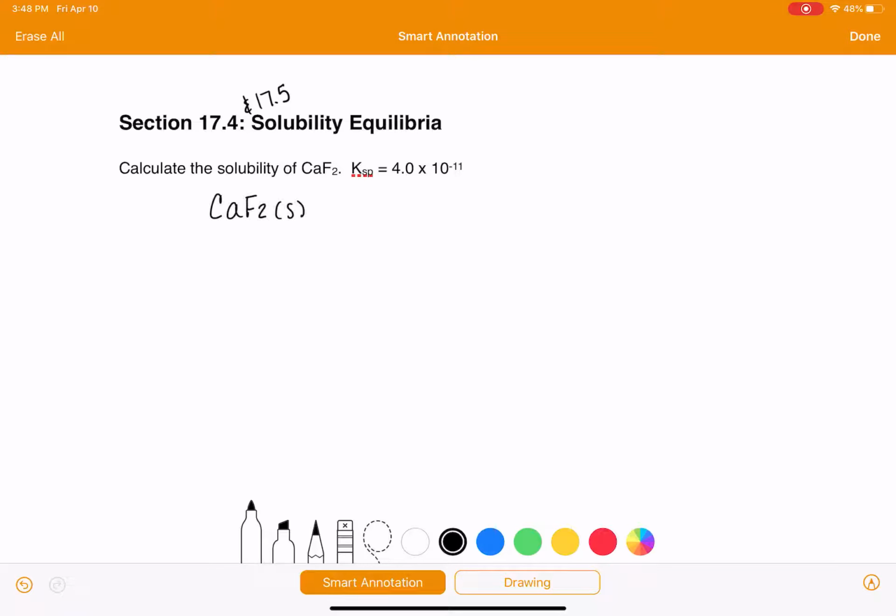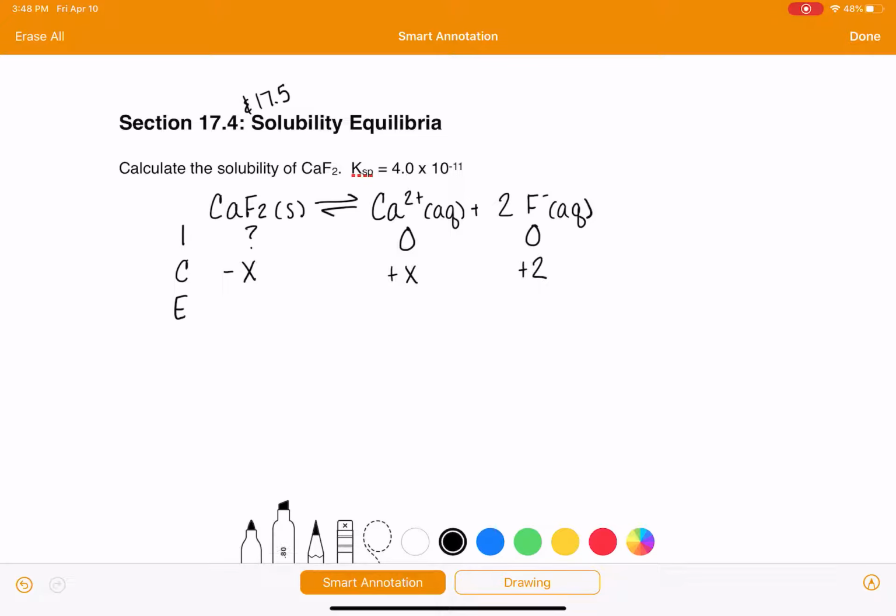With these problems, remember, we have to start by writing a balanced equation because we're going to need to make an ice table. And in our ice table, we don't know how much calcium fluoride we have. We don't have any products yet. The stoichiometry is 1 to 1 to 2. Let's take a look at where that 2 is coming from. And at the end, we still don't know how much solid we have. We have X calcium ion, and we have 2X fluoride ion.